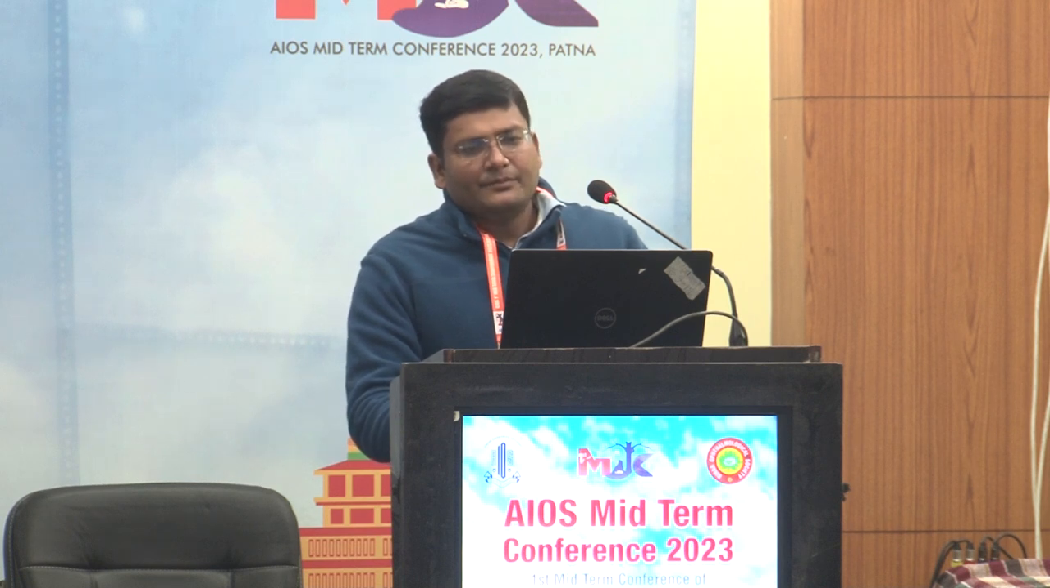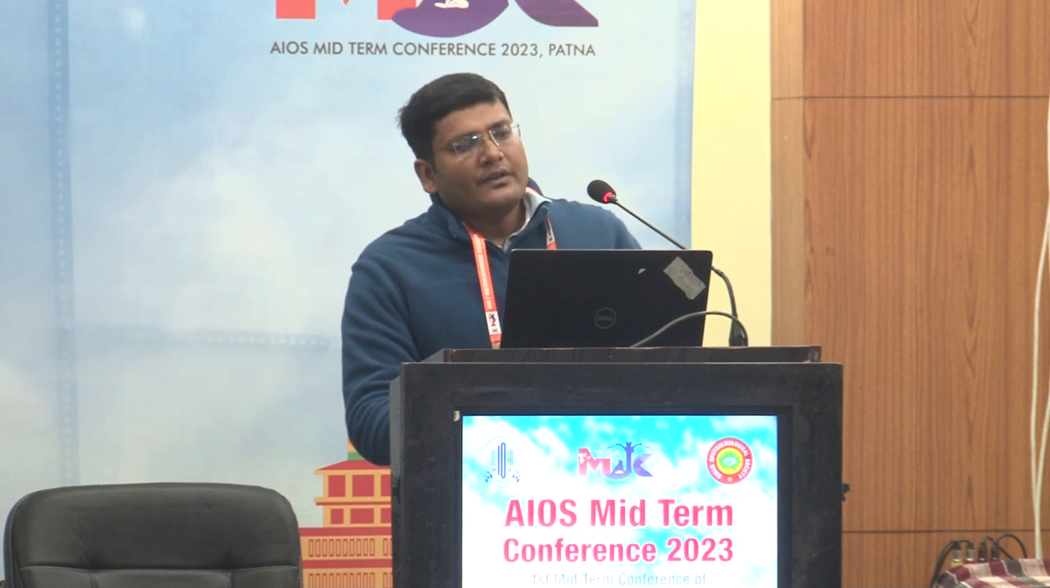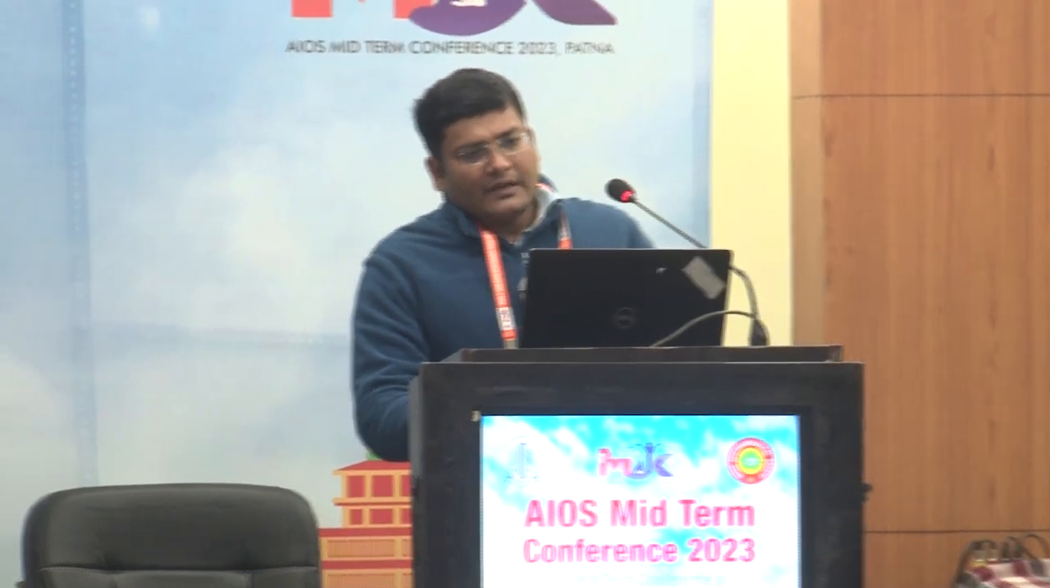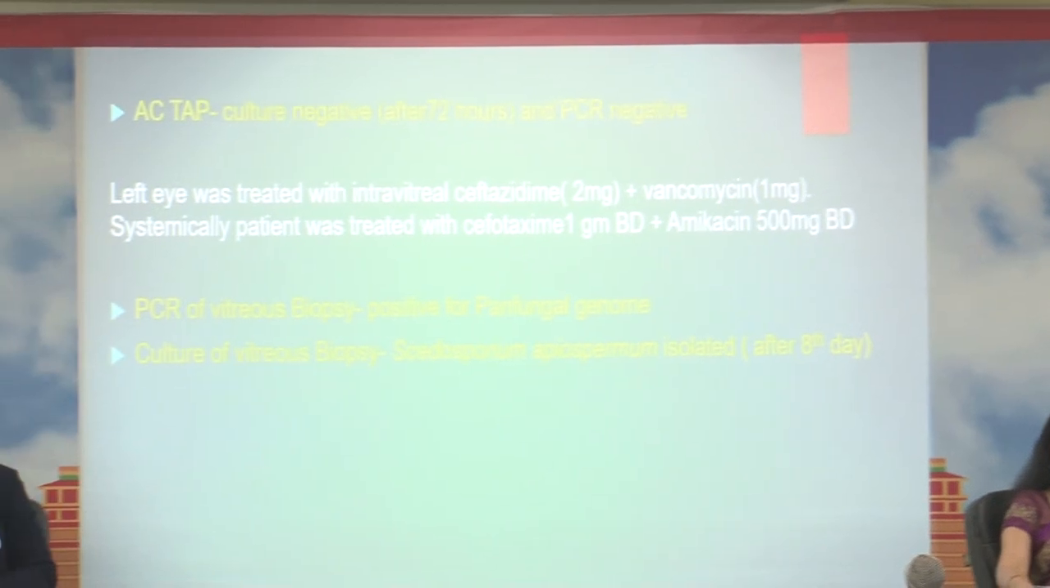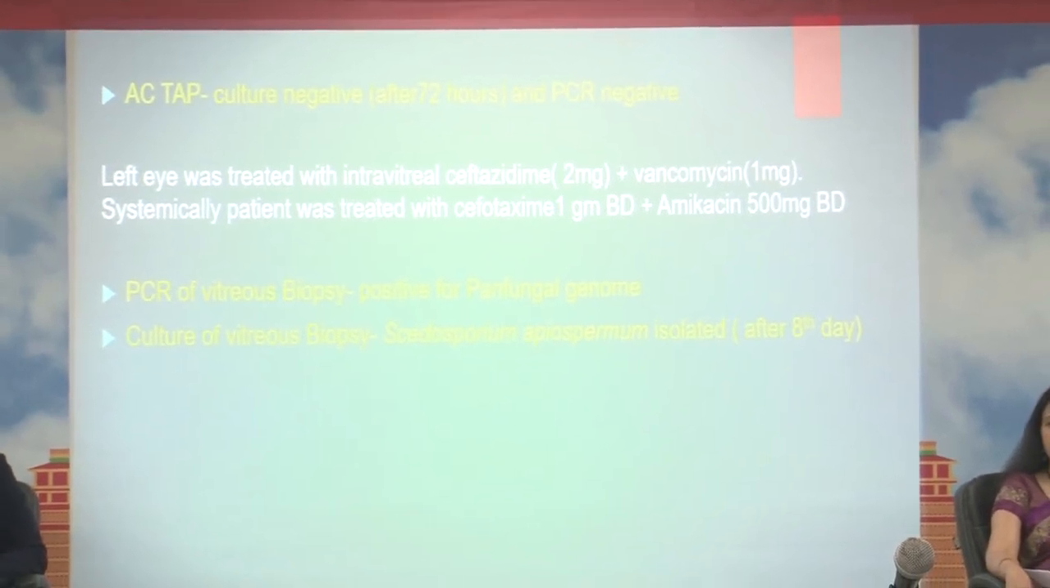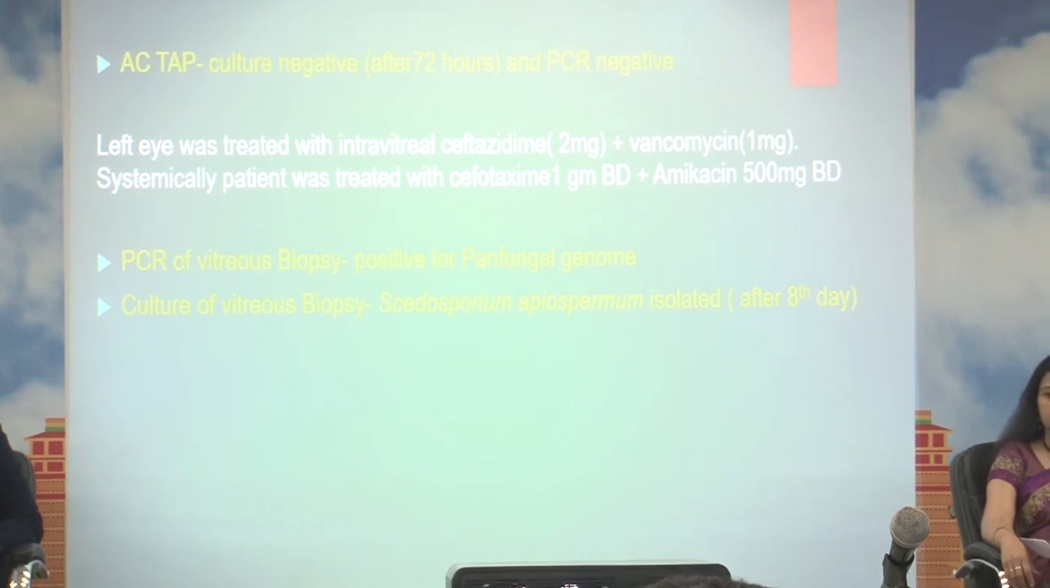At presentation, the best corrected vision was 6/9, N8 Snellen, and fundus examination showed minimal vitreous haze and subretinal abscess in the left eye. This was the picture of the fundus at presentation in the left eye. AC tap culture was negative after 72 hours, and the PCR for the AC tap was also negative.